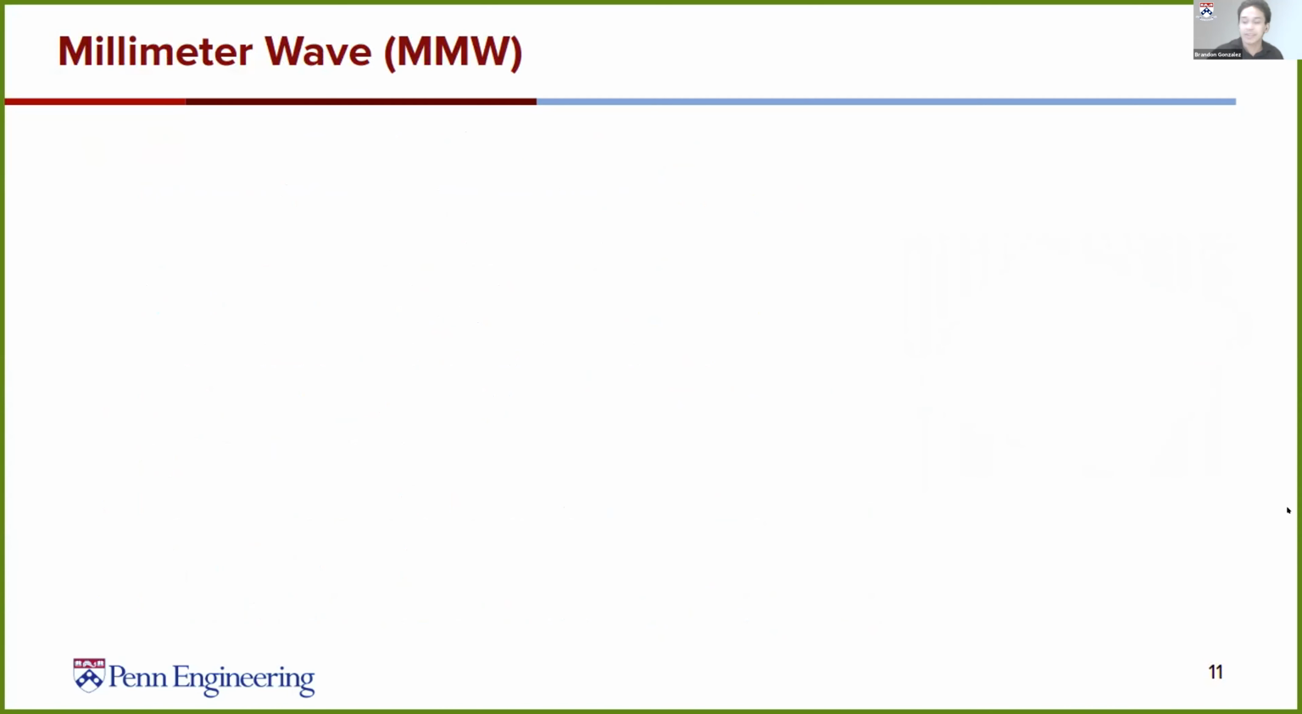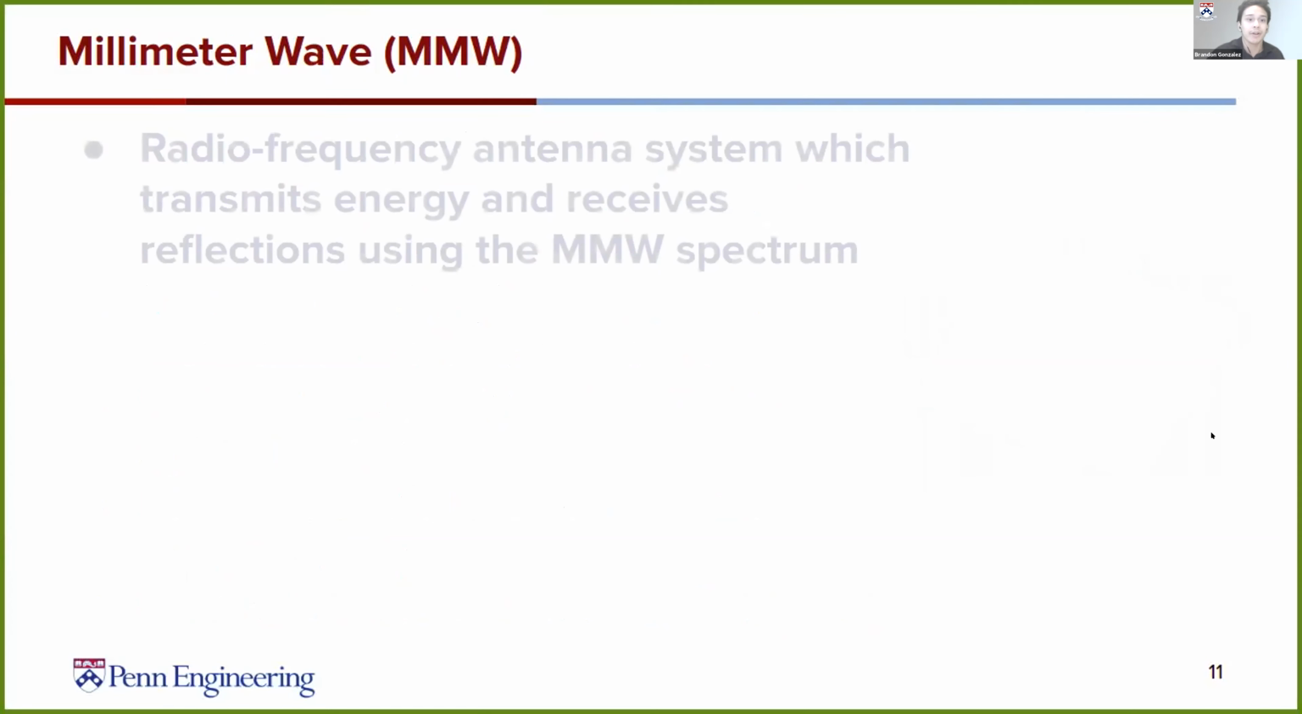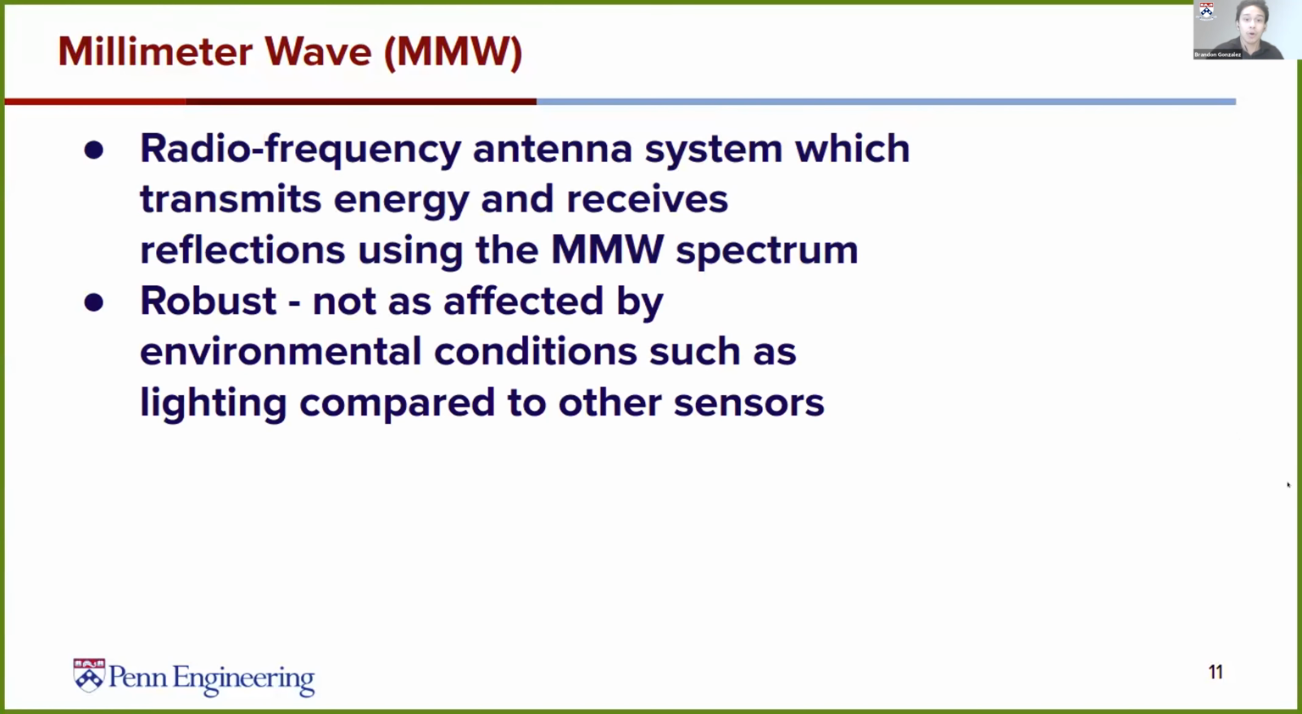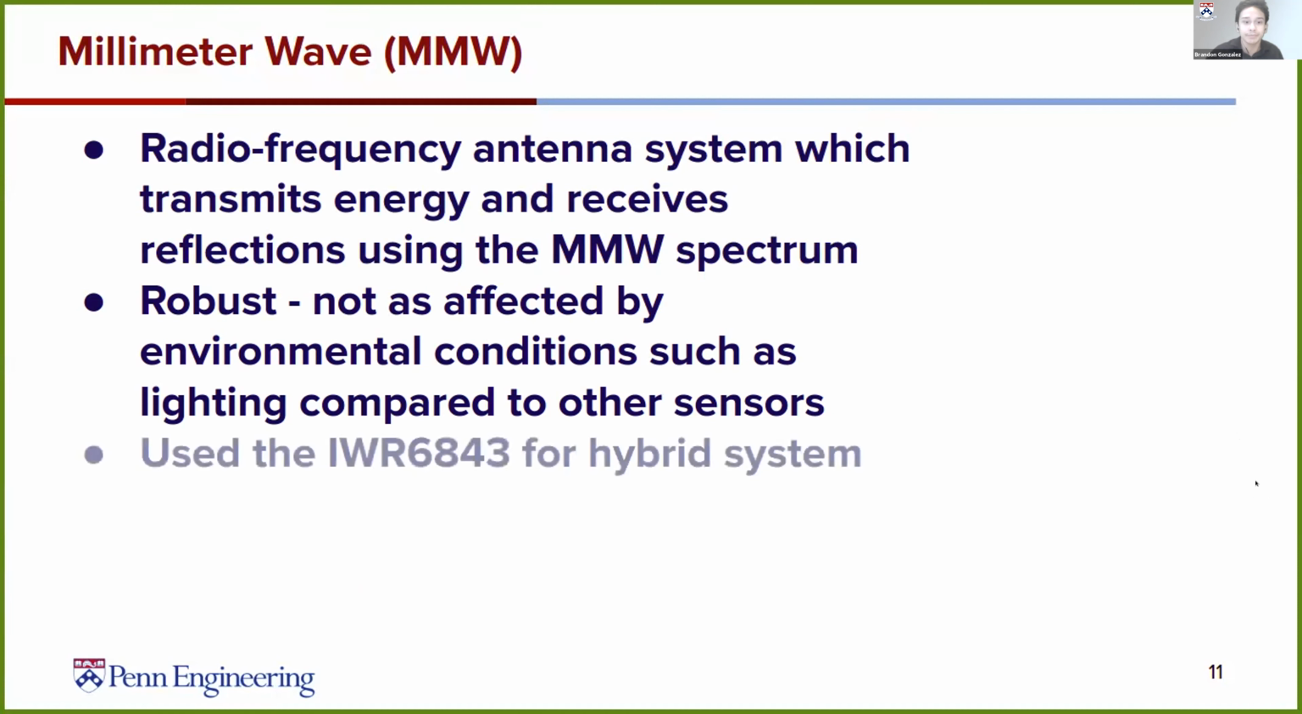And the last kind of sensor that we'll talk about is millimeter wave. This is certainly the most complicated of the sensors that we use here. It uses a radio frequency antenna system, which transmits energy. It sends out a pulse and receives reflections across the millimeter wave spectrum. So it's pretty robust. It's not affected by environmental conditions such as lighting compared to other sensors, and it can even pass through different materials. So it can be pretty useful for detecting humans specifically.